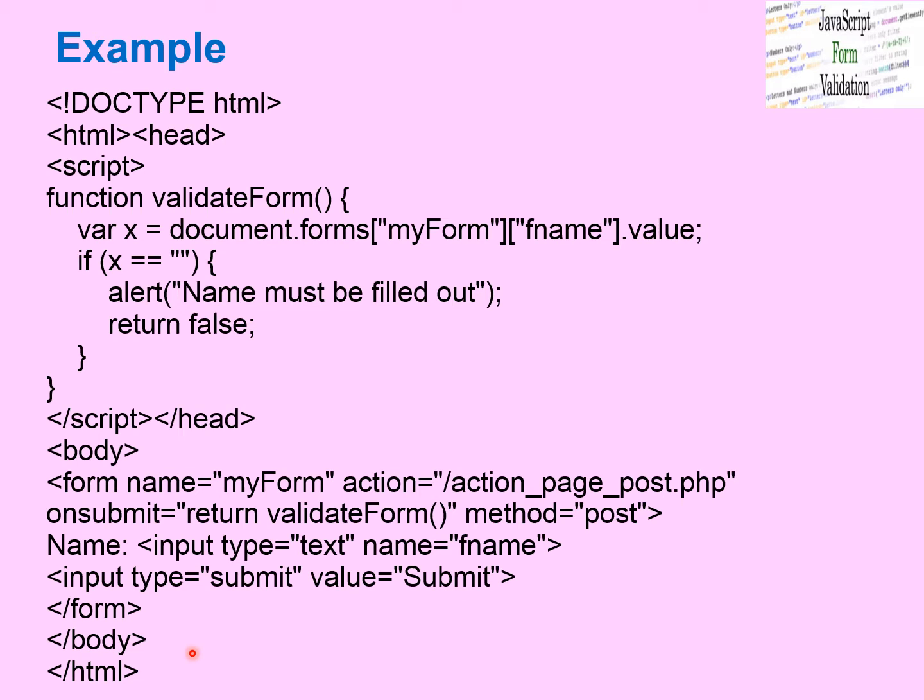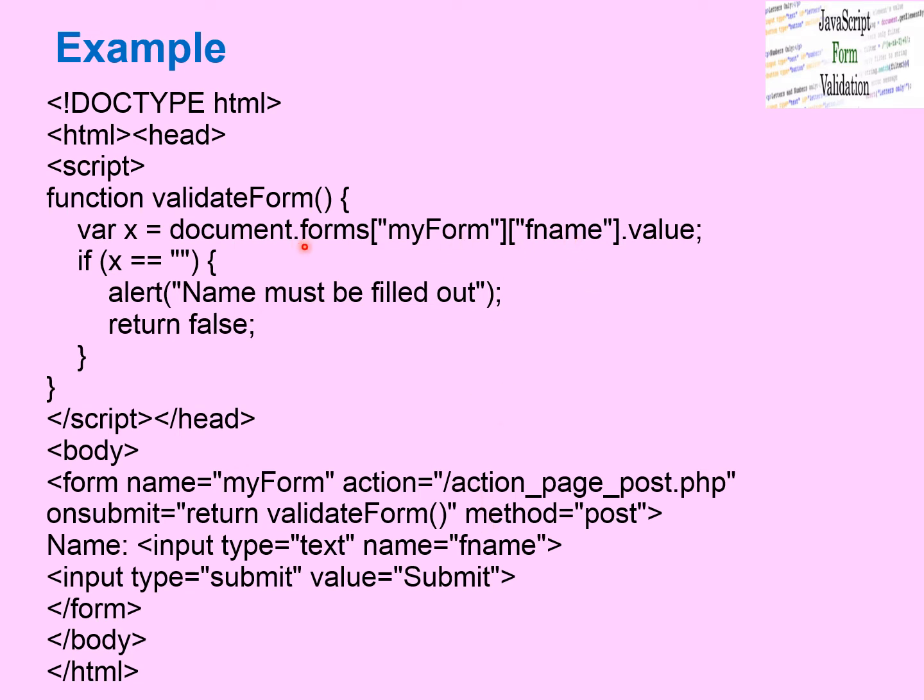So whenever the user clicks the submit button, the corresponding validateForm function will work in JavaScript. This is the validateForm function in the JavaScript. Here the first statement is that using the forms collection, it is trying to access the value from fname of myForm. So myForm is the form name here and fname is the component name.